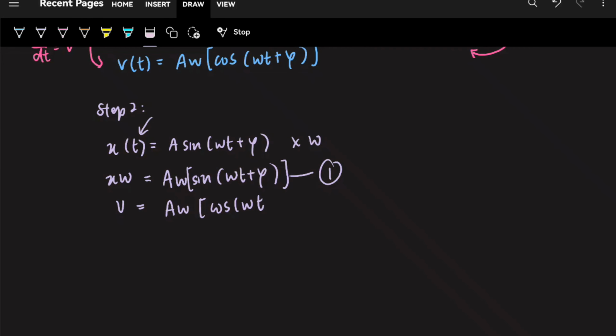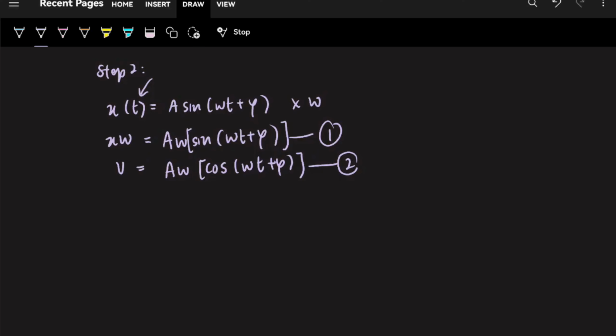I have a habit of writing my cos like this, and it looks like W and S, you know. So I rewrite it again. Cos, okay, better. Phi and bracket. I'm going to label this as my second equation. So now, step 2 done.